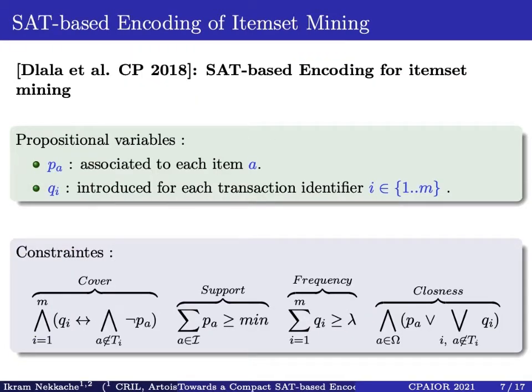The problem of itemset mining has been encoded in SAT. More precisely, the authors proposed to associate to each item a propositional variable P_A and to each transaction a variable Q_I. And to encode the problem, they add 4 constraints. The first one is the cover: not Q_I is equivalent to all the items that don't appear in the transaction. Simply, the idea is to capture that if an item not in the transaction is true, then the itemset cannot appear in the transaction. The next constraints express the support and the frequency, and for more interesting itemsets they use the closure constraint.